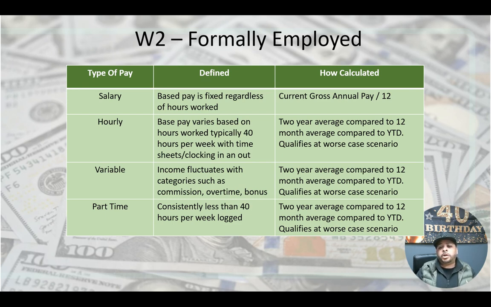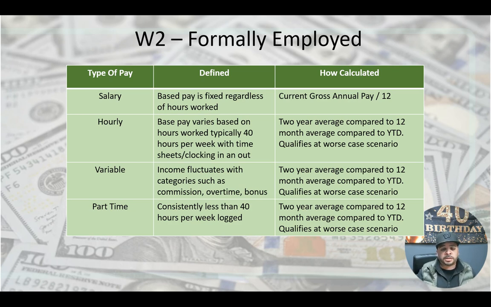So when you're looking at these variable pieces, it's extremely important that we're taking a look at the actual history, not just what you're getting now or what just shows on the pay stubs now. Now, the waters get even a little bit more muddy when you're talking about part-time pay. Okay. Now, from a mortgage perspective, we define part-time as anything less than 40 hours.